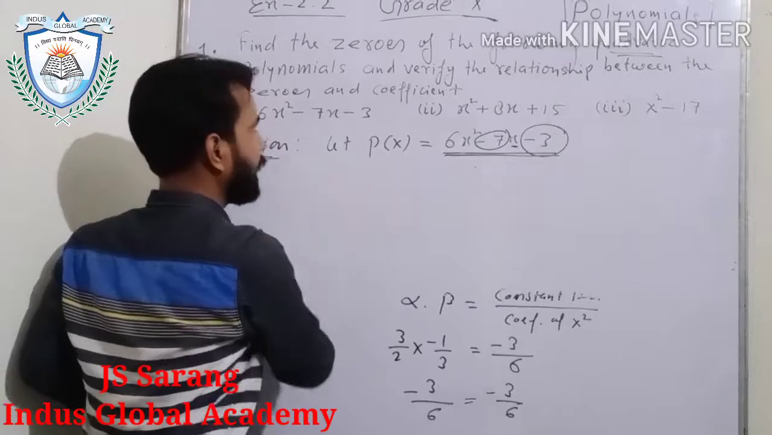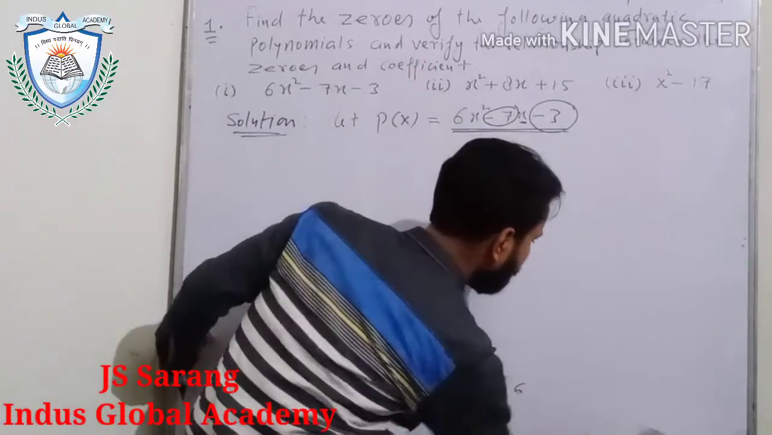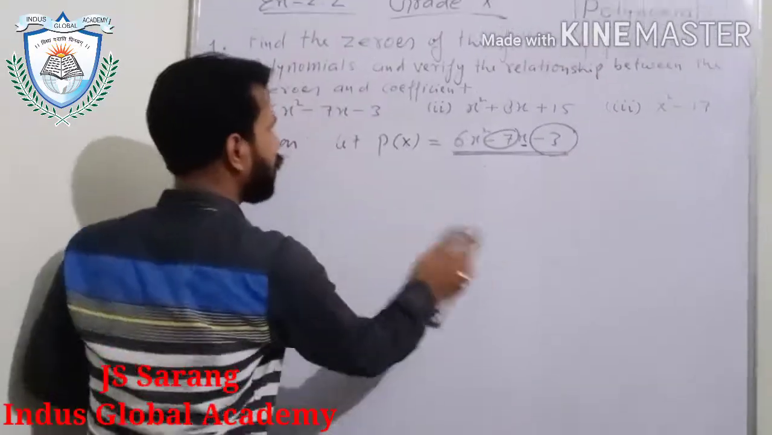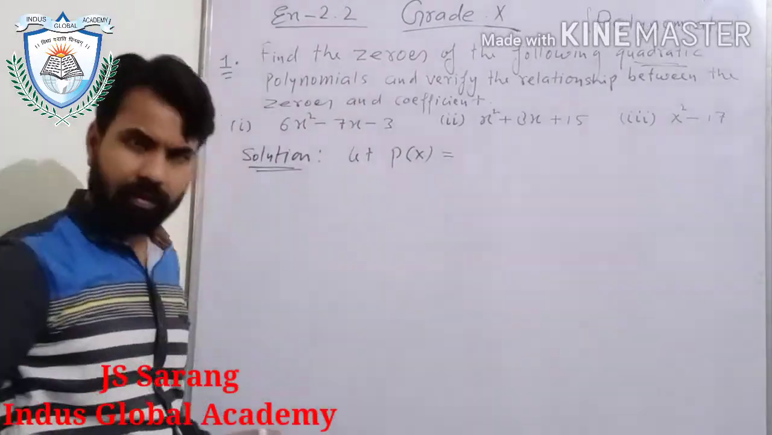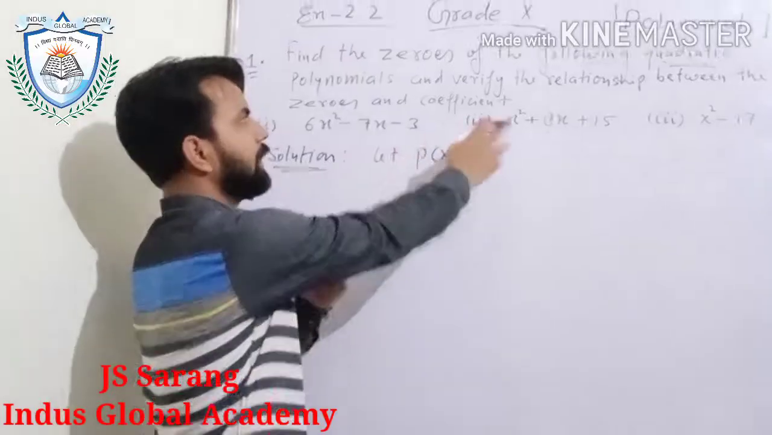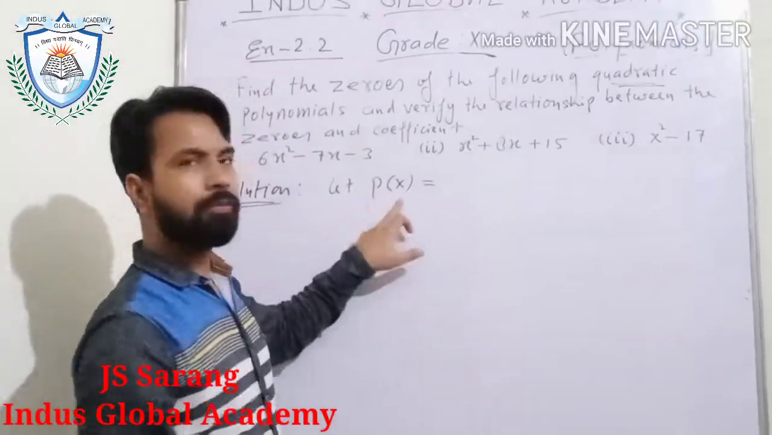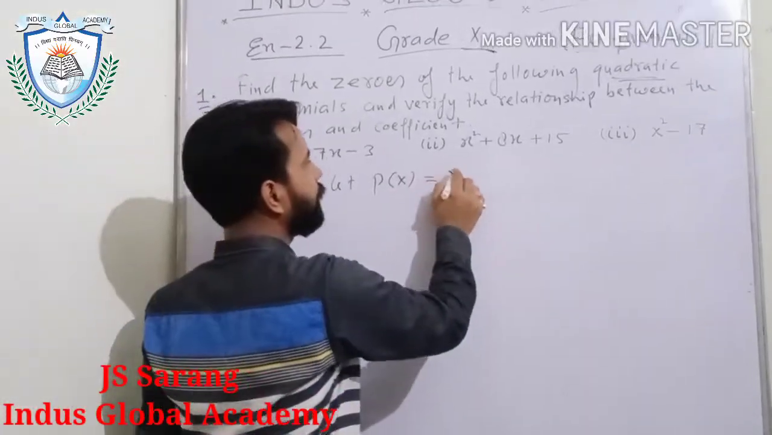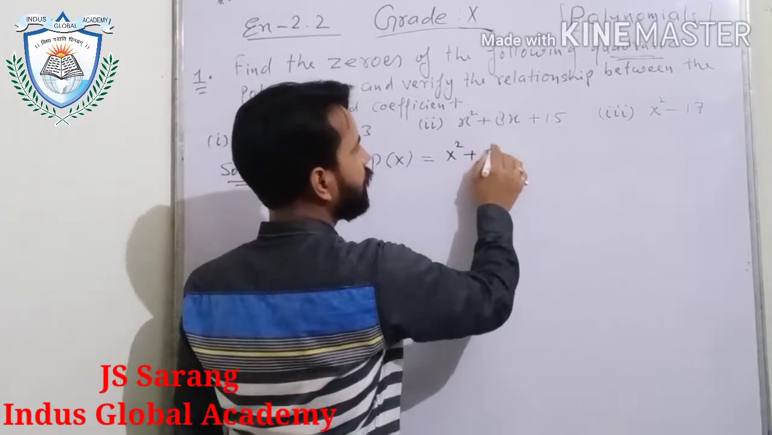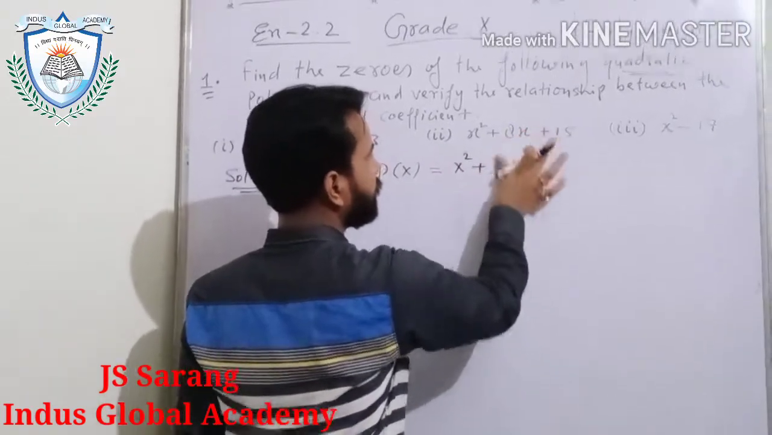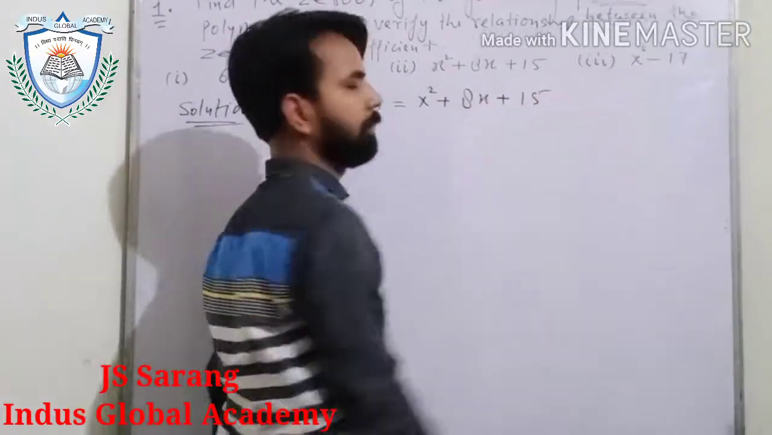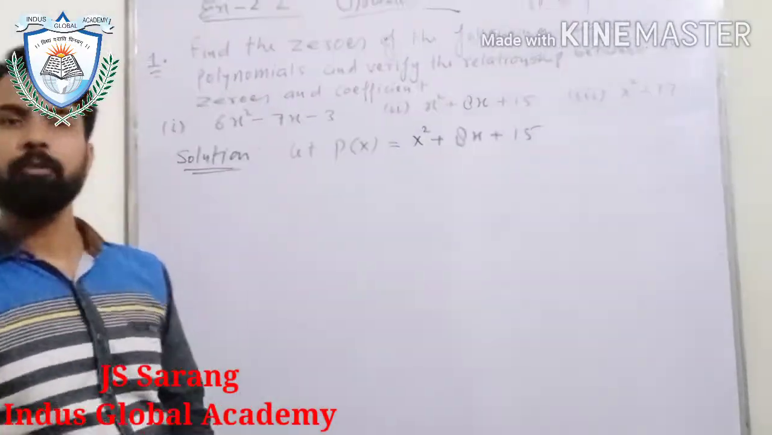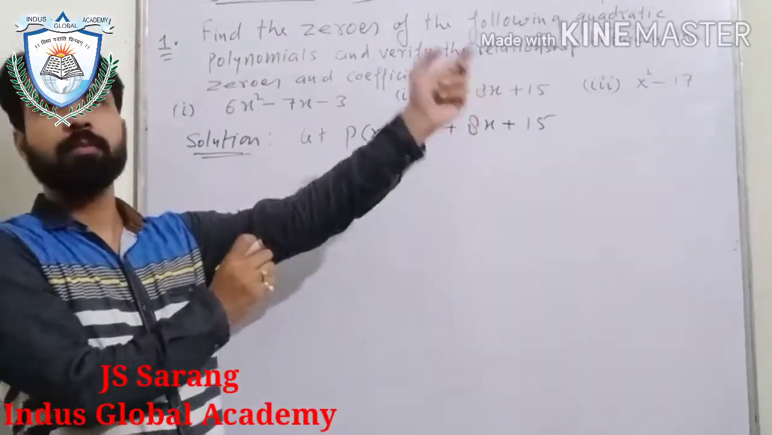So what is the second example? x square plus 8x plus 15. So the process will remain the same as this. First we will consider the given polynomial as p of x, so this is equal to x square plus 8x plus 15. First of all we have to find the zeros of this polynomial.